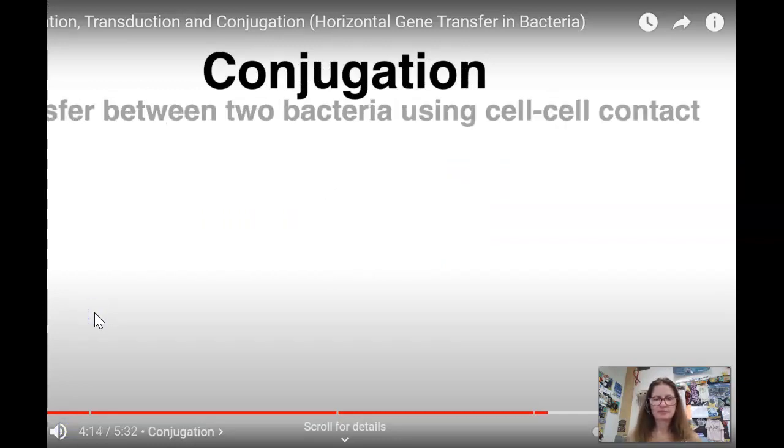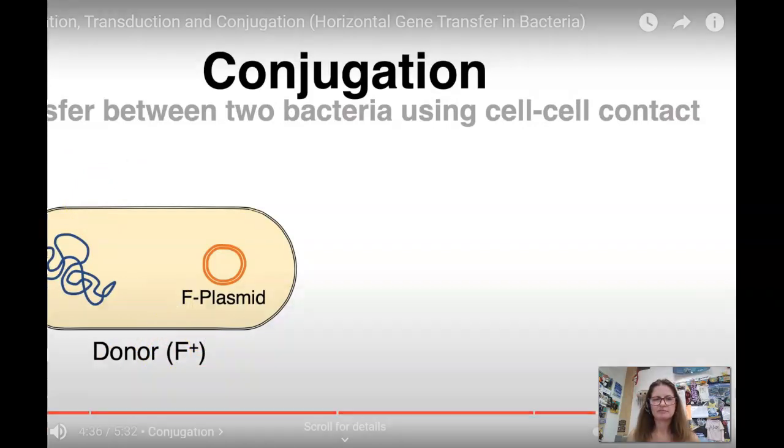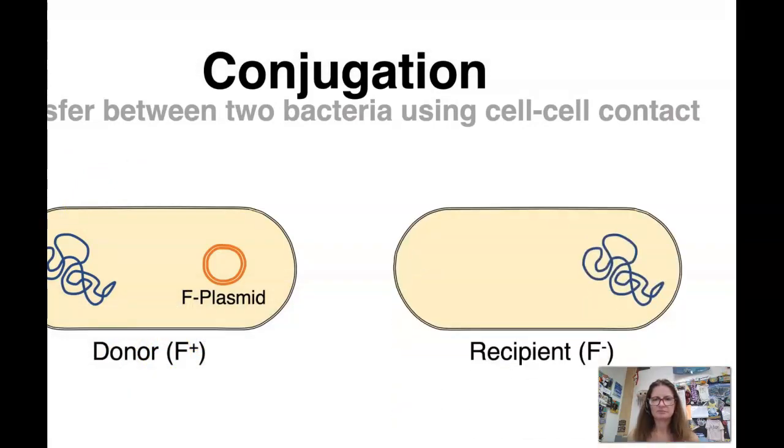Cell-to-cell contact of two bacteria. It is unidirectional. One bacterial cell is the donor, the other one the recipient. Besides the chromosomal DNA, the donor contains the fertility factor, a sequence found on the extrachromosomal F plasmid. The donor is considered F positive. The recipient, however, has no such F plasmid. This cell is F negative.